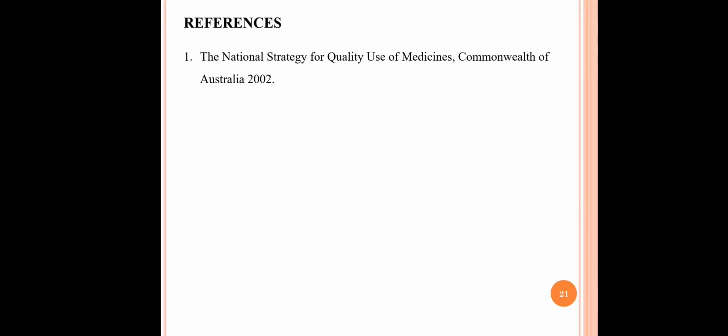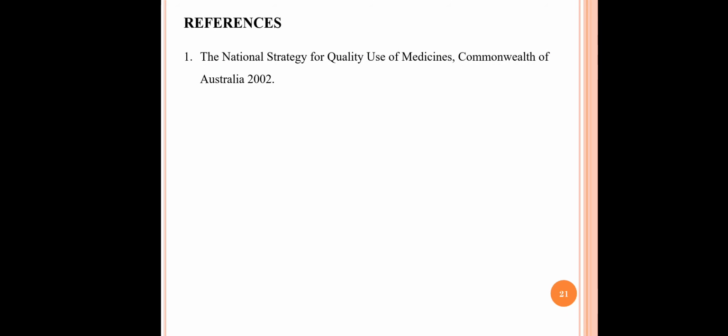Then last, for reference: The National Strategy for Quality Use of Medicines, Commonwealth of Australia, 2002.